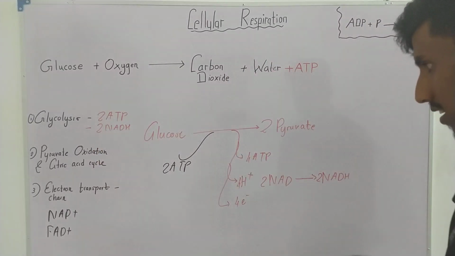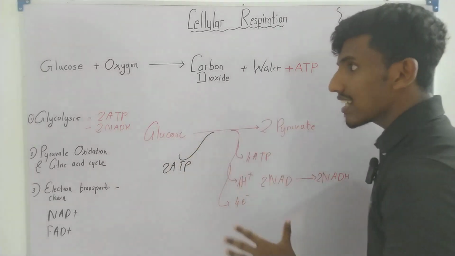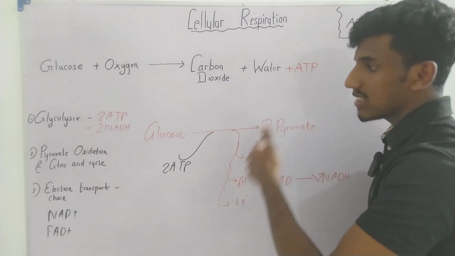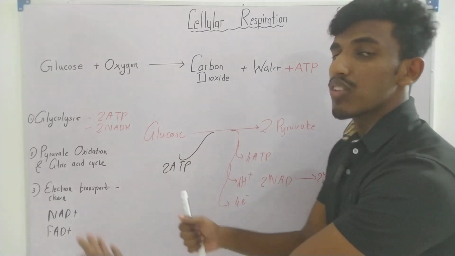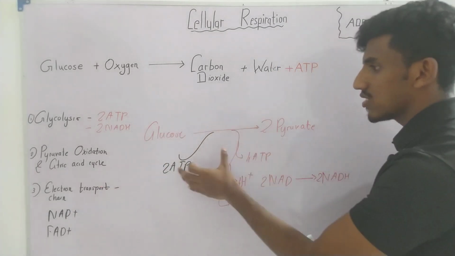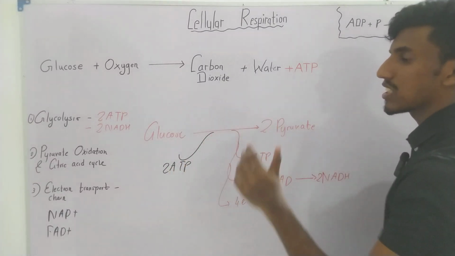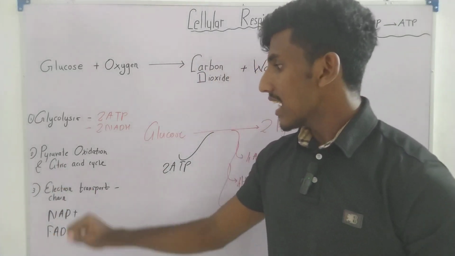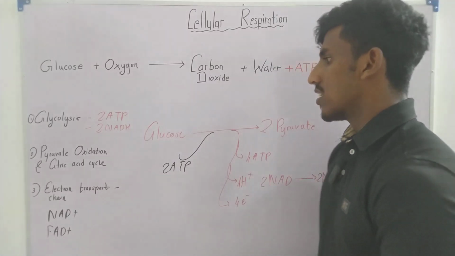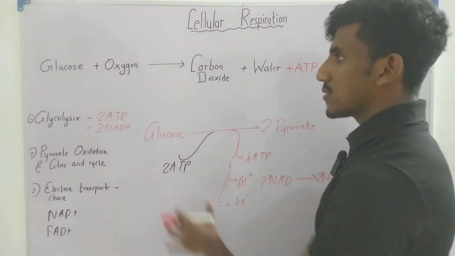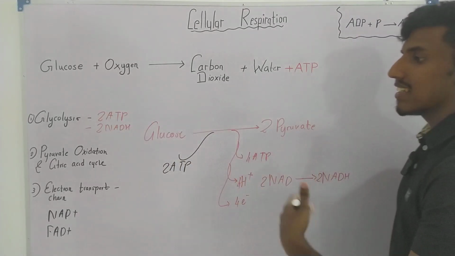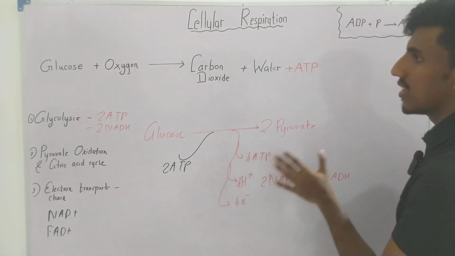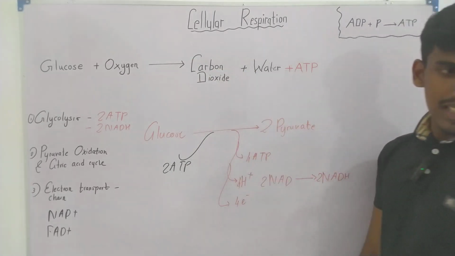Now this pyruvate, before that, this reaction occurs in the cytosol of the cell. Why? Because all the enzymes required for the conversion of glucose to pyruvate are present in the cytosol. For that reason, this reaction takes place in the cytosol of the cell. But stage 2 and stage 3 take place in the mitochondria of the cell. But only when oxygen is present can this pyruvate enter the mitochondria. So let's assume the oxygen is present and the pyruvate is entering the mitochondria.